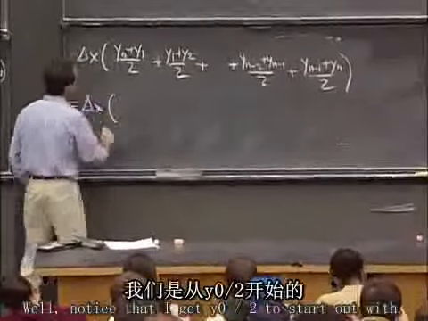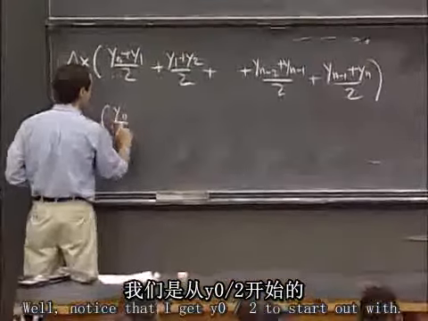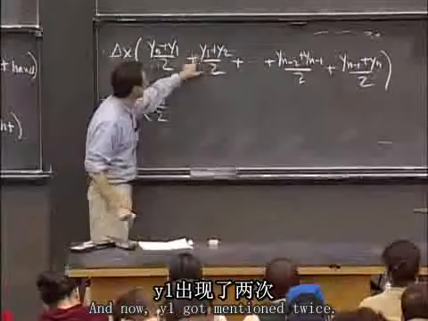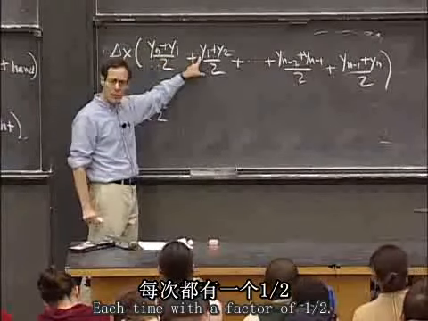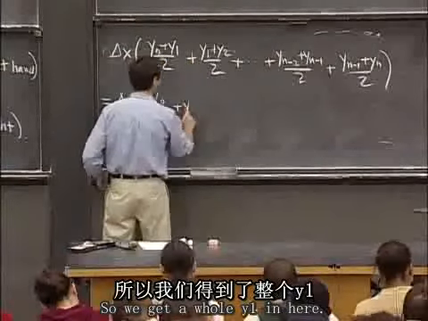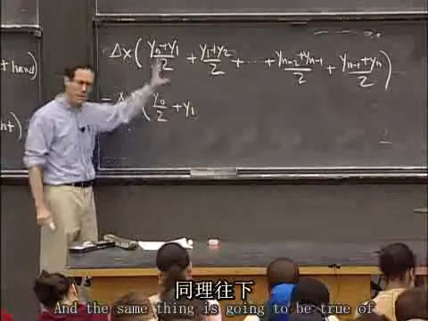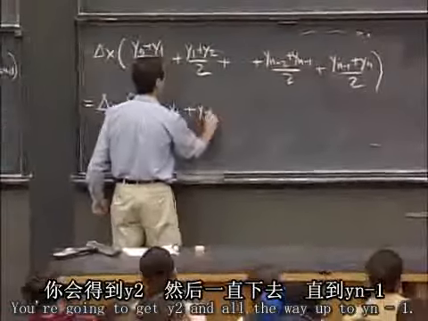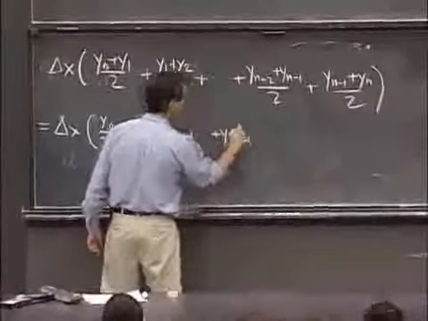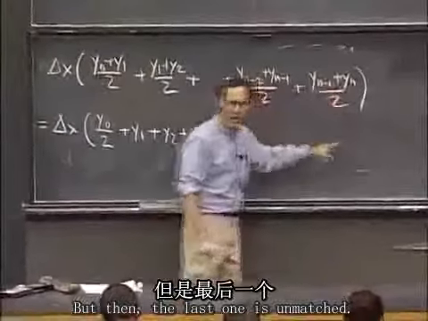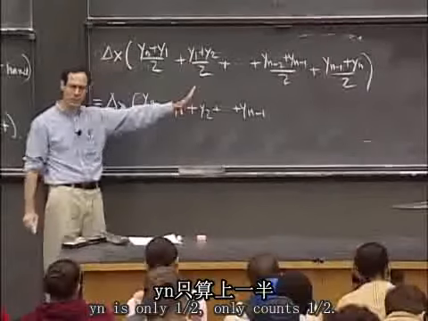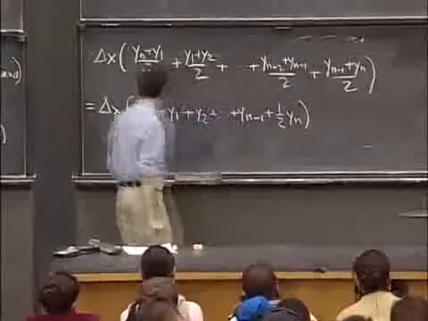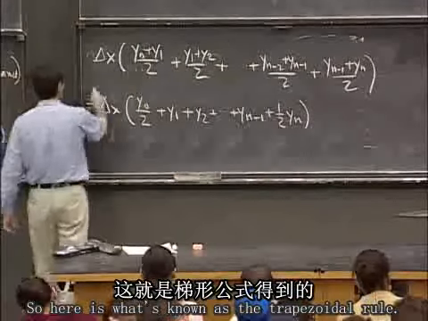What's this equal to? Well, notice that I get y0 over 2 to start out with. And now y1 got mentioned twice, each time with a factor of 1/2. So we get a whole y1 in here. And the same thing is going to be true of all the middle terms. You're going to get y2 and all the way up to yn minus 1. But then the last one is unmatched. yn only counts half. So here is what's known as the trapezoidal rule.